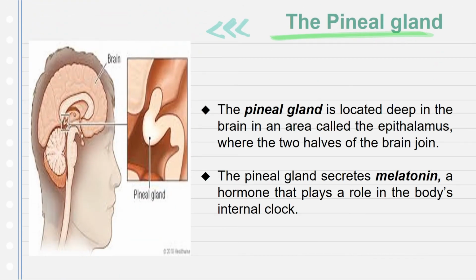The pineal gland. The pineal gland is located deep in the brain in an area called the epithalamus, where the two halves of the brain join. The pineal gland secretes melatonin, a hormone that plays a role in the body's internal clock.